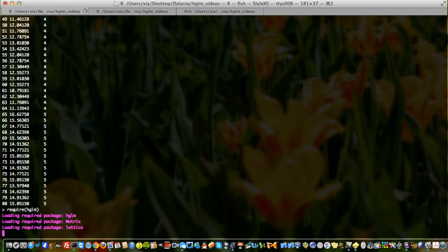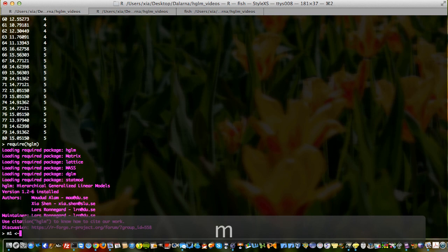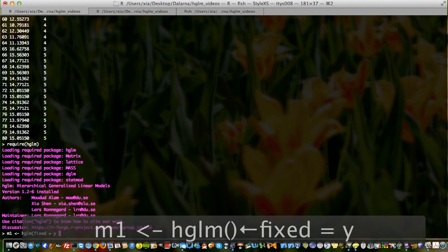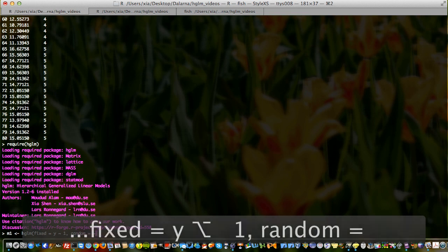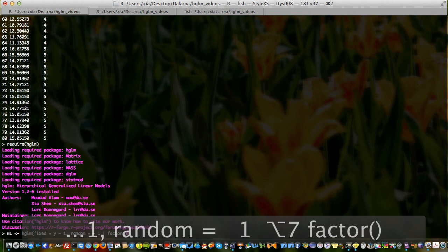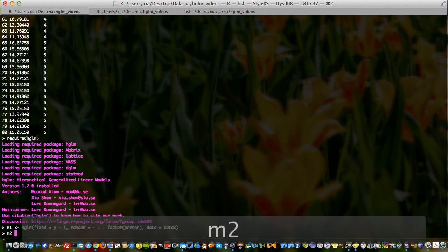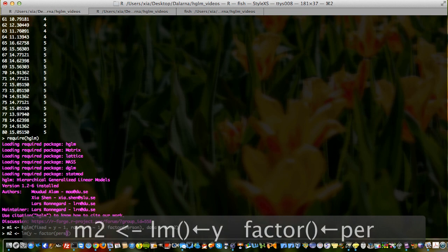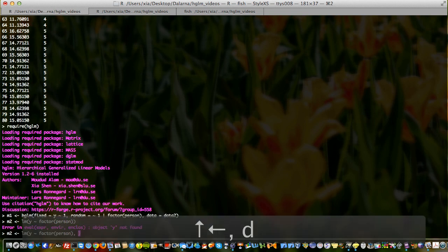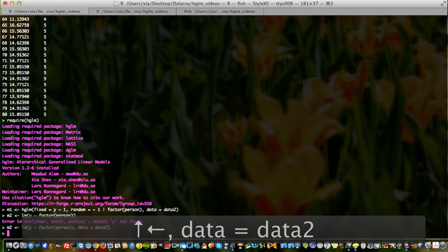It's always slow when you load the lattice package for some reason. It's going to work, I think. Yes. Okay. So let's call it M1. We quickly refit the hglm: fixed effect formula is y ~ 1, random is ~ 1 | factor of person, data is data2. And the fixed effect model is basically simply linear regression of y on the factor of person. Oh, sorry, forgot the data. Should be data2. Okay.